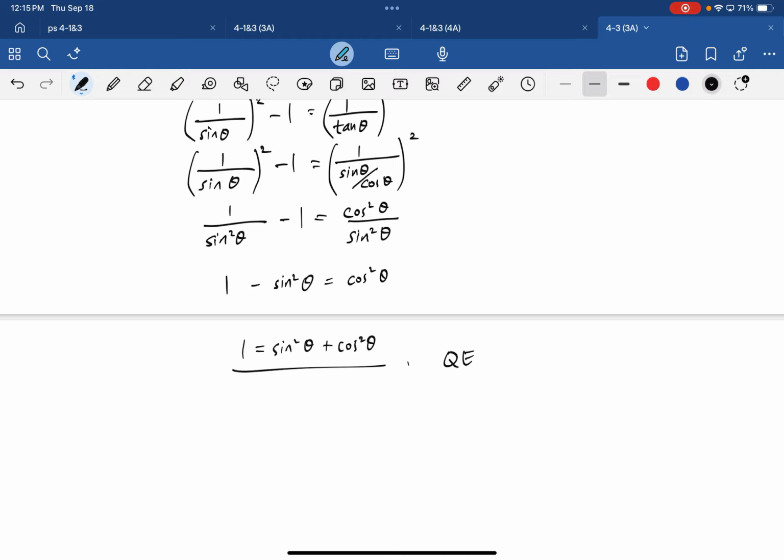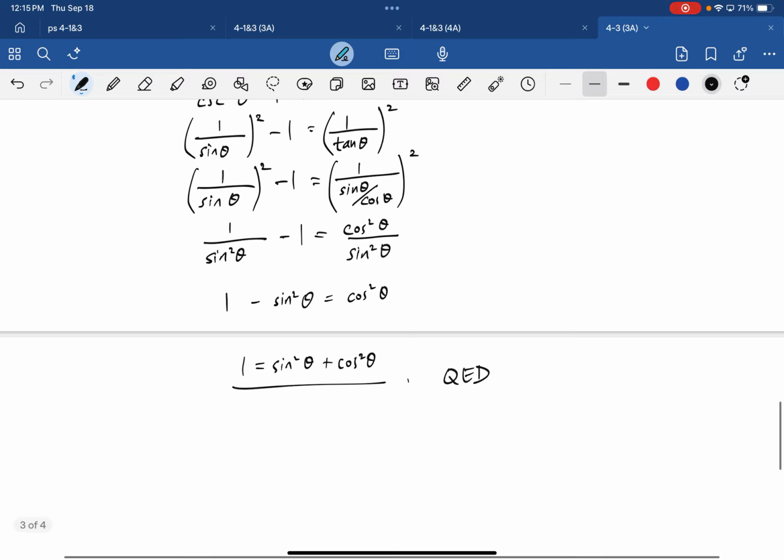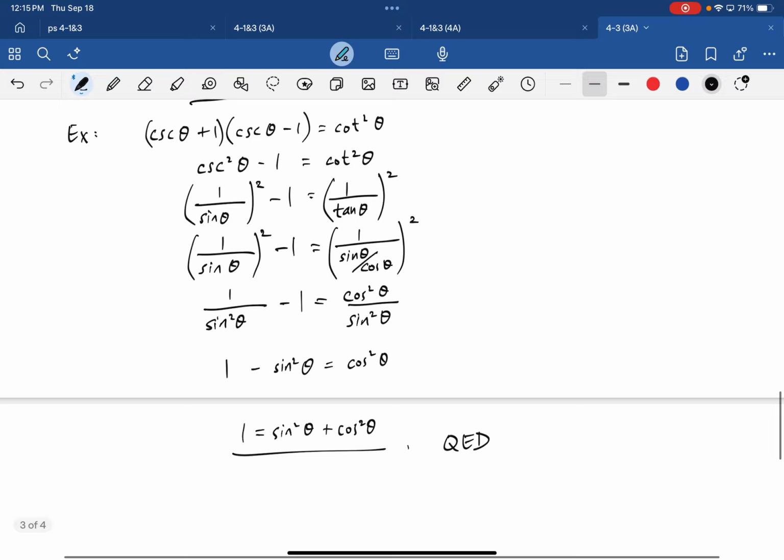QED. Do you guys know what that stands for? I forgot. Quod erat demonstrandum or something? Don't know. Any questions here? Speak Latin. Nope. I can read New Testament Greek though, not Latin.